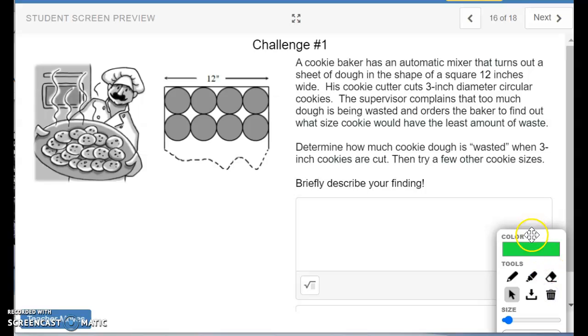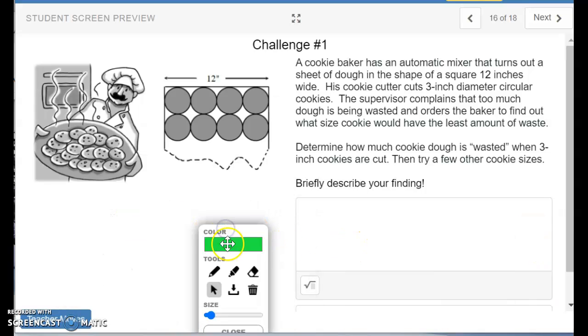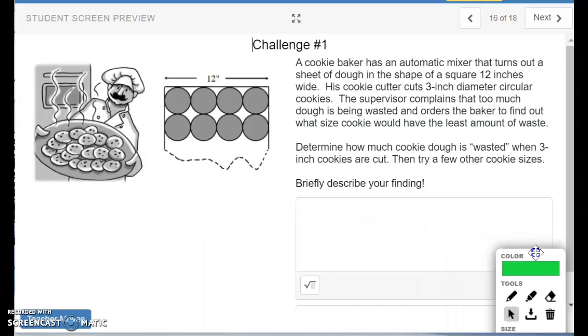This is a challenge card, optional for extra credit. Alright, so a cookie baker has an automatic mixer that turns out a sheet of dough in the shape of a square 12 inches wide. His cookie cutter cuts 3-inch diameter circular cookies. The supervisor complains that too much dough is being wasted and orders the baker to find out what size cookie would have the least amount of waste. Determine how much cookie dough is wasted when 3-inch cookies are cut, then try a few other cookie sizes. Briefly describe your findings. Well, here we go.